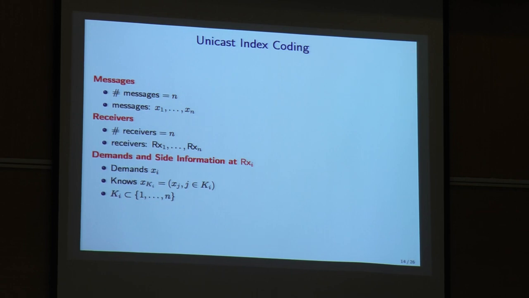Now I will quickly introduce some notation. It's not much, so this is all the notation we will need. In general, for what is known as the unicast index coding problem, you have n messages, n files, denoted by x1 to xn. There are correspondingly n receivers, Rx1 to Rxn. Each receiver needs a corresponding message, and it knows some subset of other files as side information. We will denote it by K_i. This is the subset of files that the ith receiver already has in his local memory, which you can exploit to design index coding schemes.